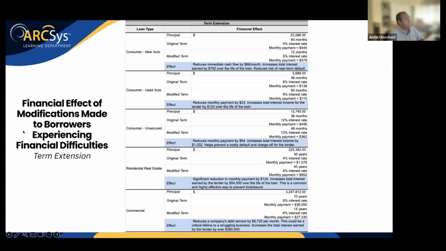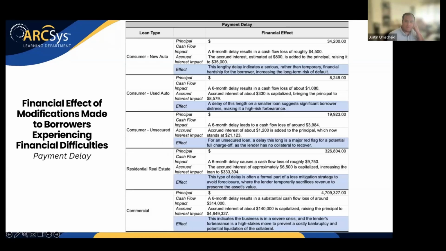Again, this is where I think the most complex part of the disclosures comes from, this one individual financial effect disclosure. All right. Next, we're just going to go through an example for payment delay. So again, we've put in the principal at time of modification. We've then documented the cash flow impact for both the principal and the accrued interest. Then again, what is the financial effect of the concession that's being made?